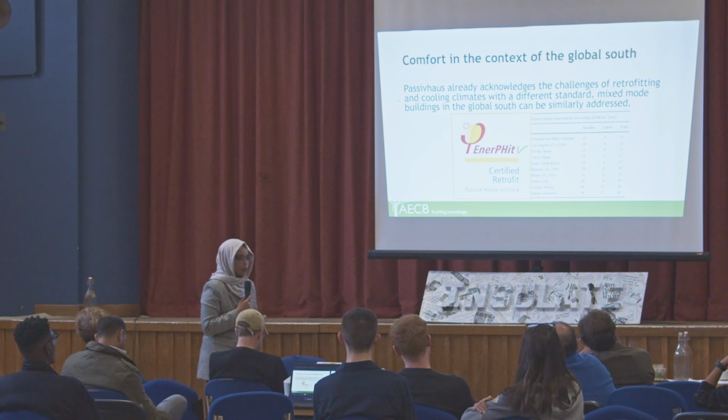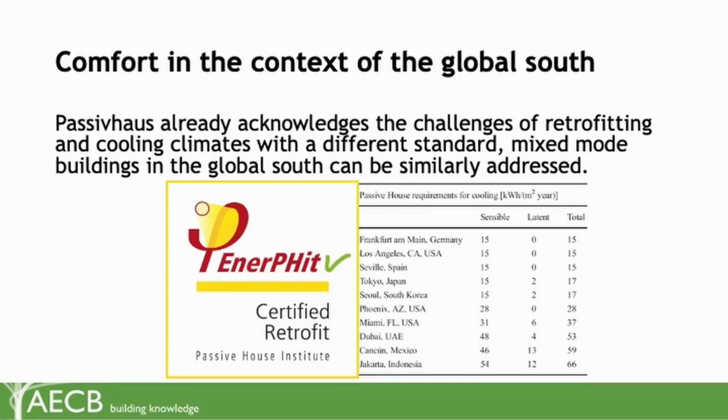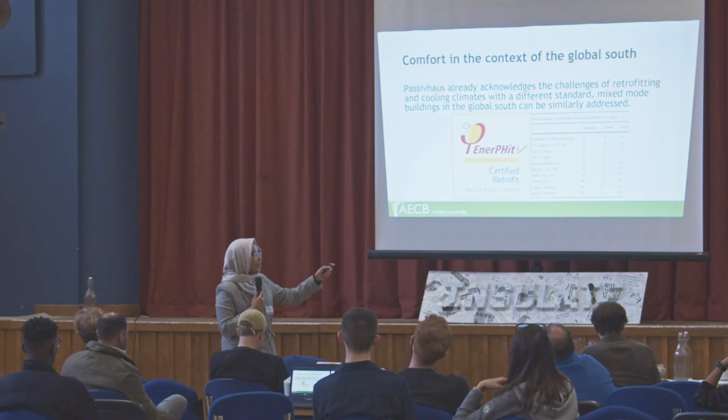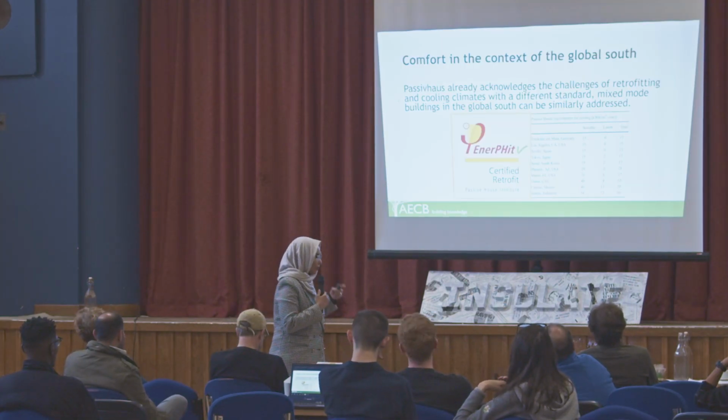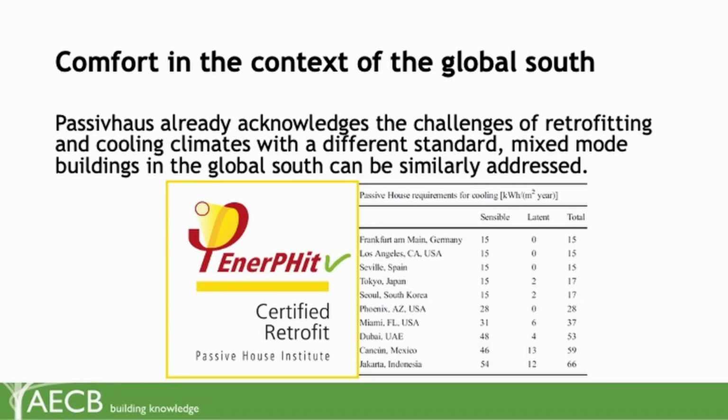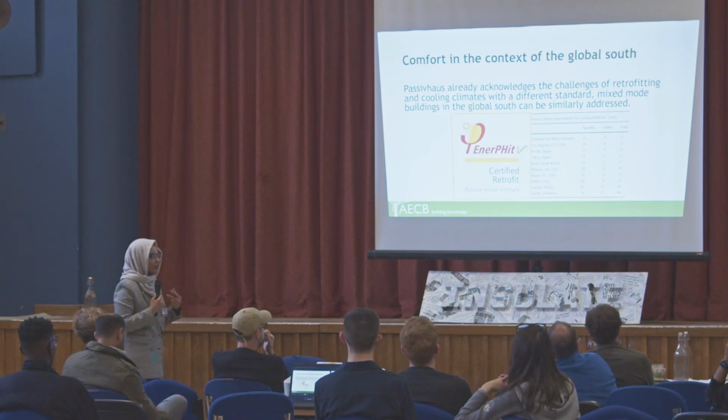So Passivhaus already acknowledges the challenges of retrofit. It created a separate standard, EnerPHit, for retrofit buildings because it realized it's really hard to get a retrofit as good as a new build. And in the workshop yesterday, one of them mentioned that it's almost impossible in a house from the 1990s to get a really good air tightness. And Passivhaus also addresses the challenges of a cooling climate. Here you see the kilowatt cooling targets for different countries. And they're all cooling climates, but Passivhaus acknowledges that because of the differences, it has different allowances for each one. So Passivhaus generally has this understanding of the different challenges.